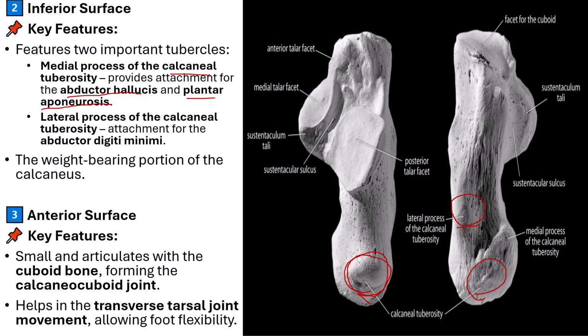Now when we look at the anterior surface, it is relatively small but important because it articulates with the cuboid bone, forming the calcaneocuboid joint, and this joint along with the talonavicular joint makes up the transverse tarsal joint, which is responsible for foot flexibility during walking and running.